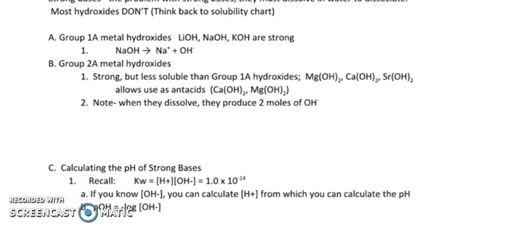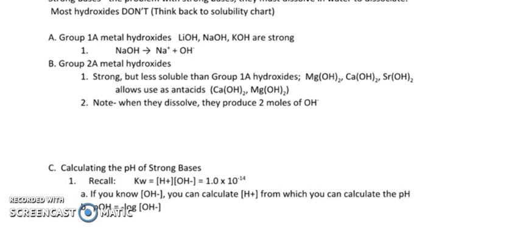So if you recall, the Kw for water was the hydroxide concentration times the hydronium concentration. Our Kw is 1 times 10 to the negative 14th. So if you know the hydroxide concentration, or the molarity, you can calculate the hydrogen ion concentration, and you can calculate the pH. Or there's another way.